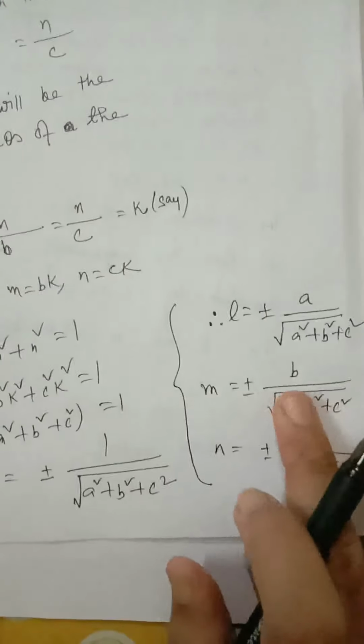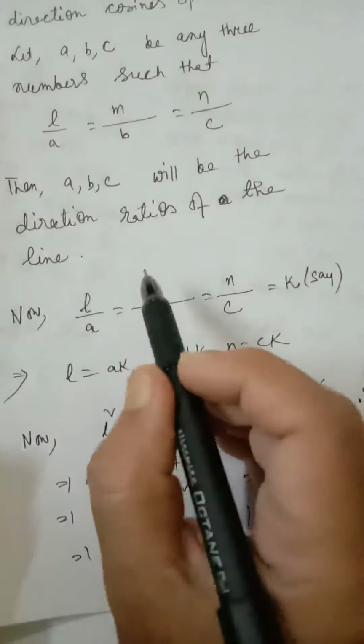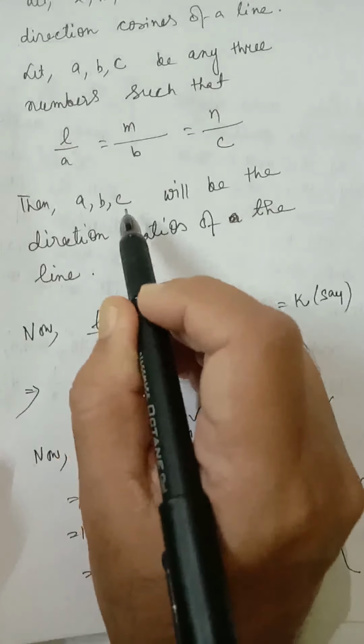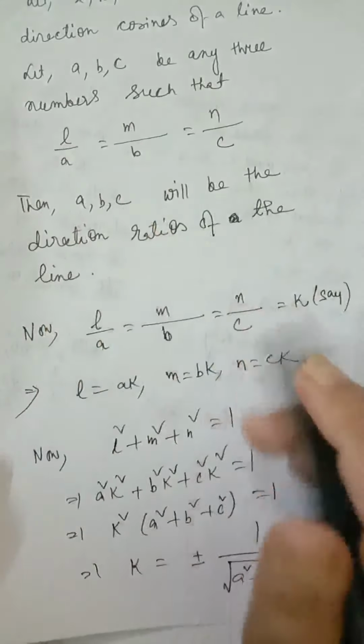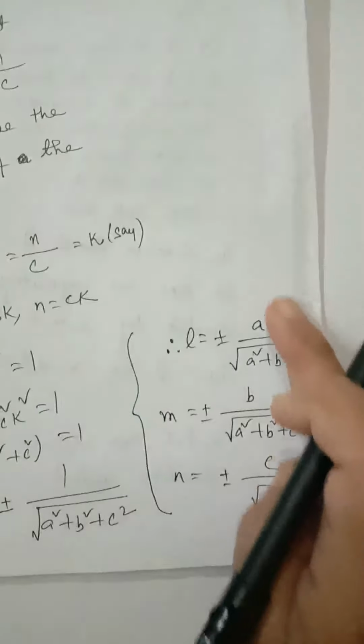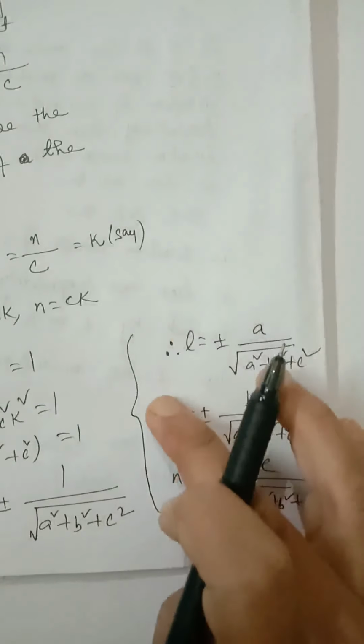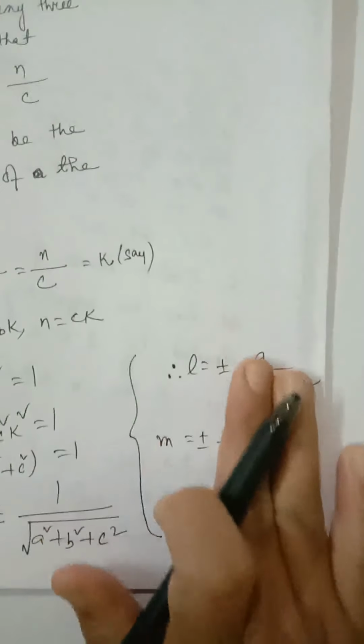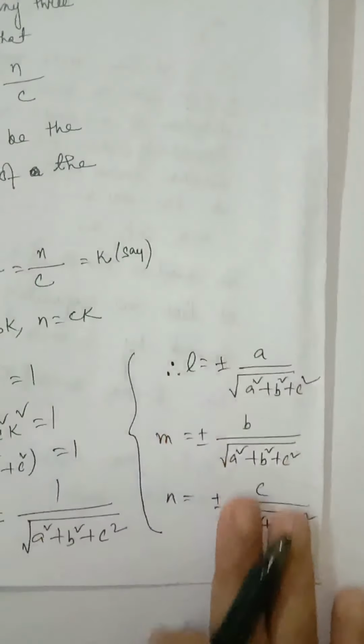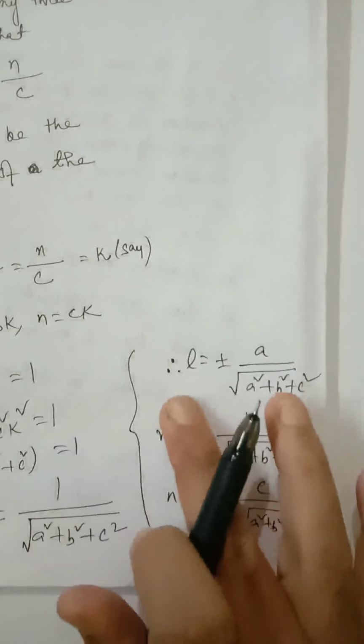Now using this relation, if the direction ratios a, b, c of a line are given, by using this we can calculate l, m and n. If direction ratios of a line are given, using this we can calculate the direction cosines of a line.